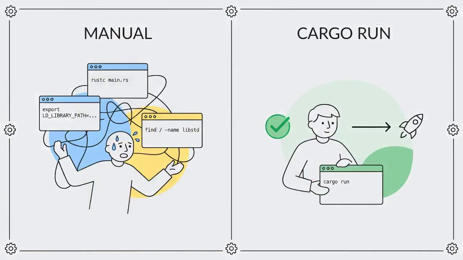Compare the workflows. On the left, manually compiling Rust means invoking rustc, pointing the linker at the right path, hunting down libstd, and stitching it all together. On the right, cargo run does exactly that in one command.